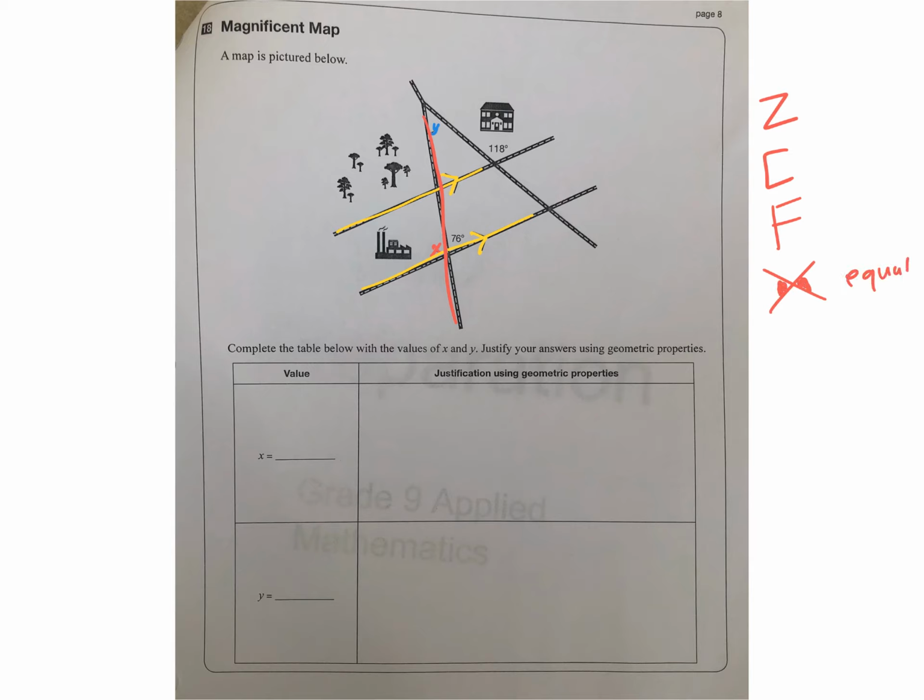They're equal. In an F pattern, we know that the corresponding angles are equal. In a Z pattern, we know that the alternate angles are equal. In a C pattern, what do we know about a C pattern? What are the two angles? The angles add up to 180. Okay, there you can draw a Z, you can draw an F, and you can draw a C. Those are your clues right now.